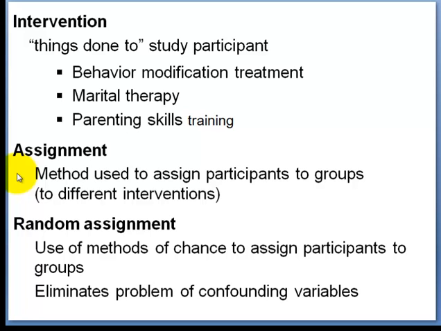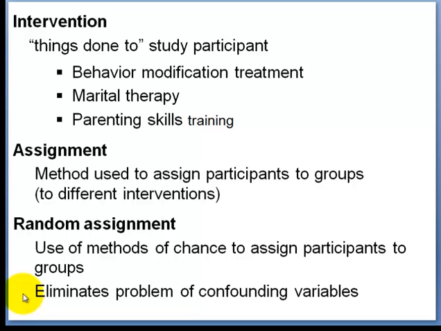So we're working here now in the realm of different kinds of research studies, and the term assignment is an important one. Assignment is the method used to assign participants to groups, which is to say to different interventions. Now there are in essence two types of assignments, basically speaking. Random assignment is the use of methods of chance to assign participants to groups.